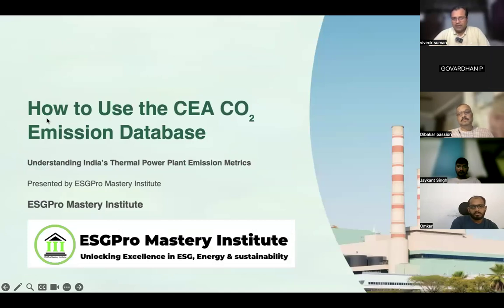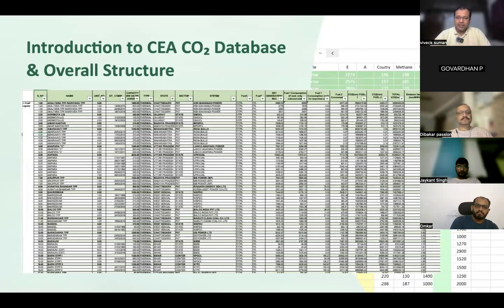So we are trying to learn how to use the CEA carbon dioxide emission database. We just saw how you can find it on the CEA website itself. Once you download, it will be an Excel sheet. The database looks like this. In the first column, it gives you the thermal power plant source.